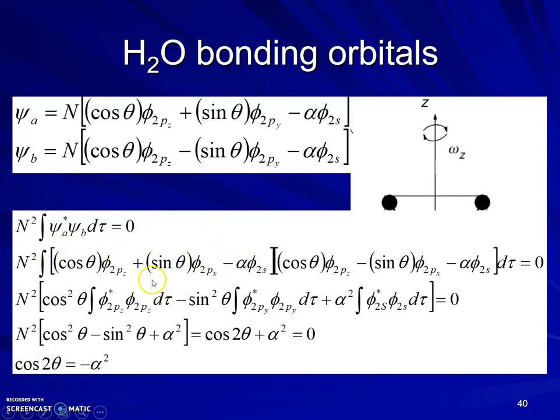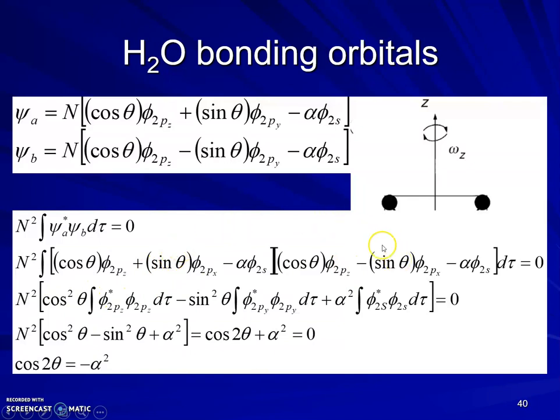So here's orbital A, here's orbital B. And so what we need to do is multiply these. We call it foiling, but there's more terms than that. But still, we need to multiply these out and see what we would get. So we'd get cosine times cosine of PZ times PZ. So that's this first term.